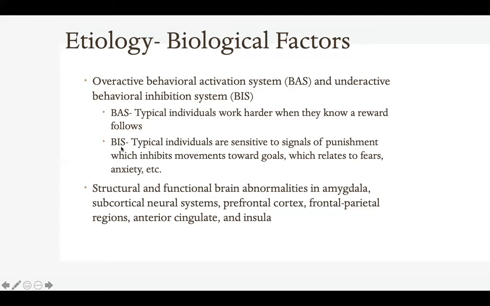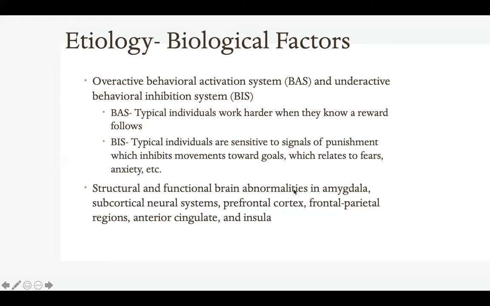We also have some different structures of the brain that seem to be different in those from a typical individual to one with conduct disorder. So we have some structural and functional brain abnormalities in different parts. For example, the amygdala, which is actually related to emotions. So again, they might have more of a lack of empathy, lack of emotions towards other people or themselves. So this has to do perhaps with the fact that their brain has the abnormal amygdala.